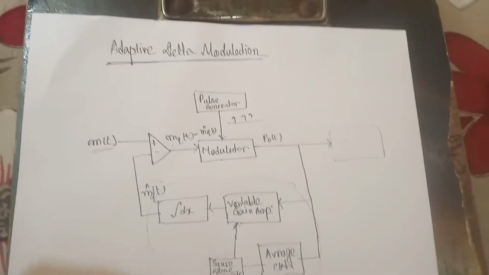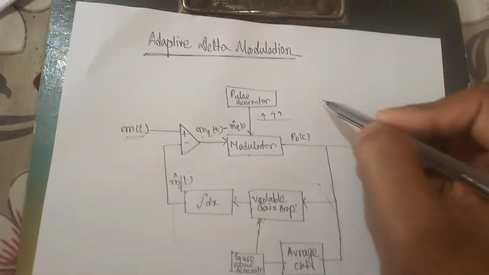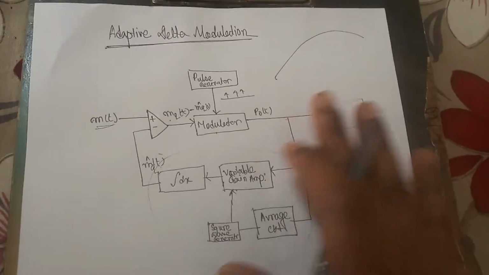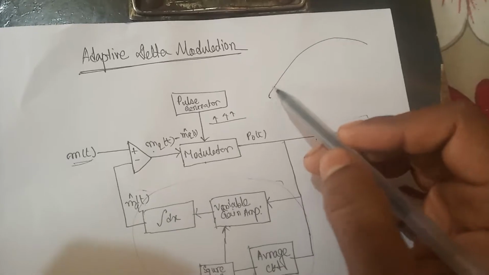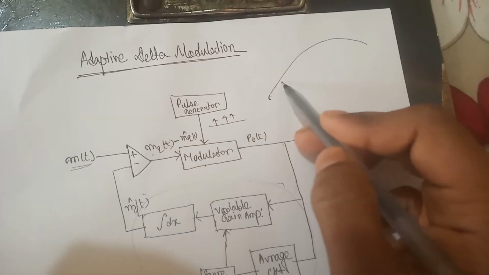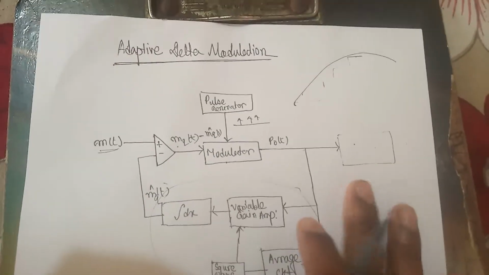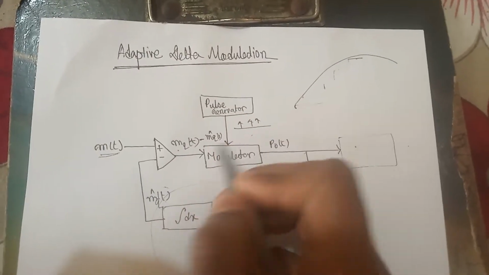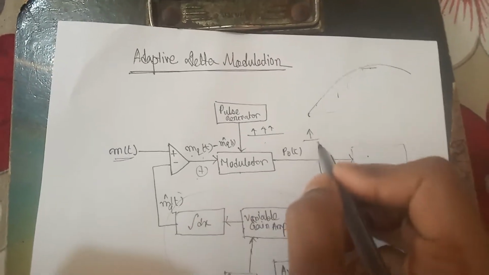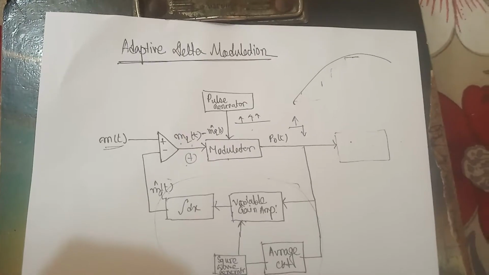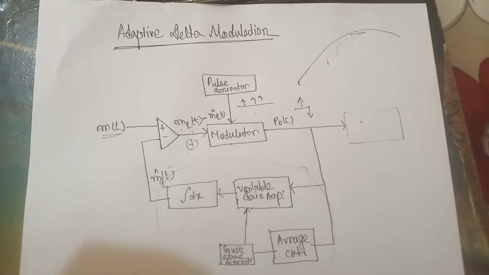Suppose slope overload distortion occurs. Slope overload distortion means when the slope is flat. This is slope overload distortion, when the slope looks like this or has a maximum slope or more. Clear? If the pulse is multiplied with a positive value, we get a positive pulse; multiplied with a negative value, we get a negative pulse. But it is not like delta modulation, which has a 1-bit quantizer. It is a variable bit quantizer.